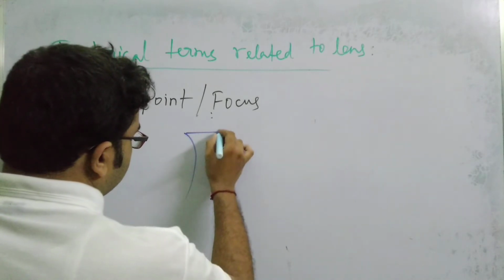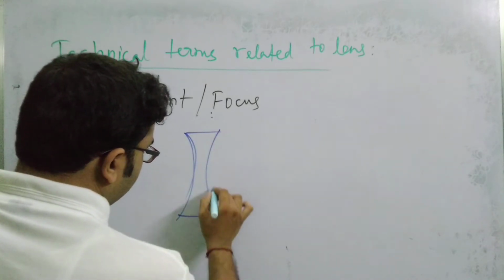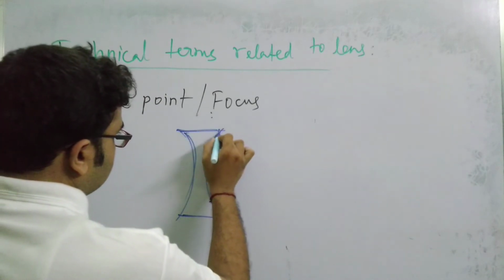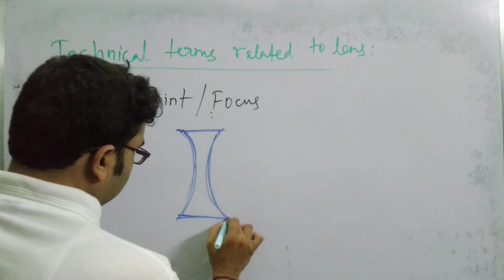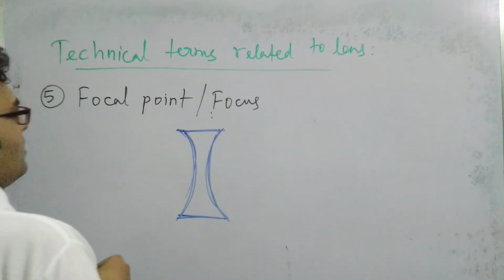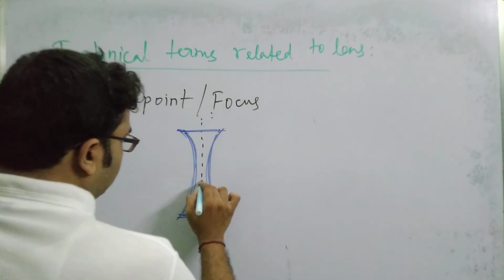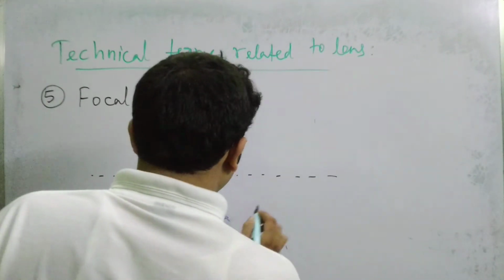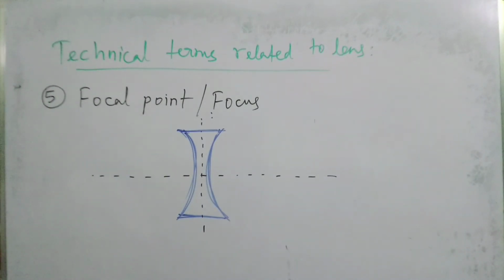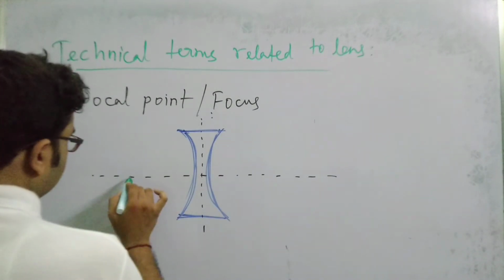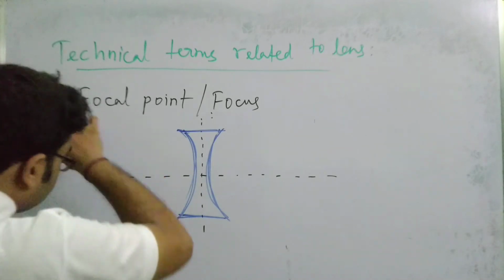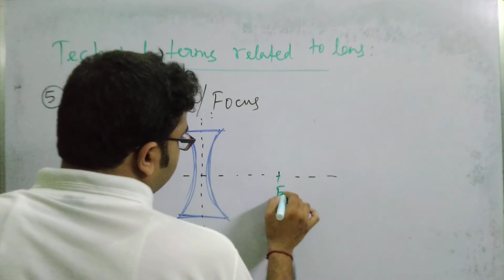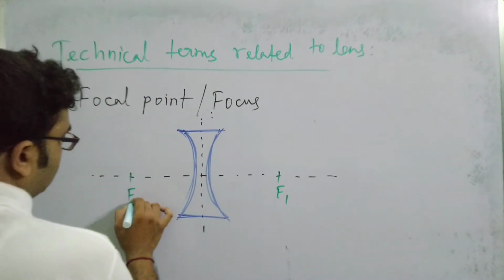First of all, let us draw a concave lens. So this is our concave lens. For the concave lens, the definition is a little bit different. Why different? Let us see. So these are the two focus points. We regard this here as f1 and this as f2.